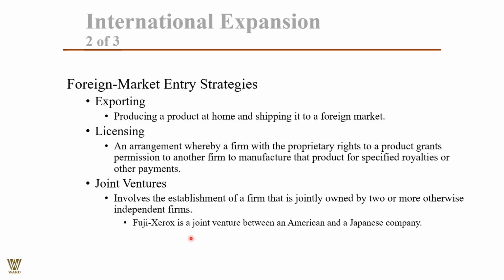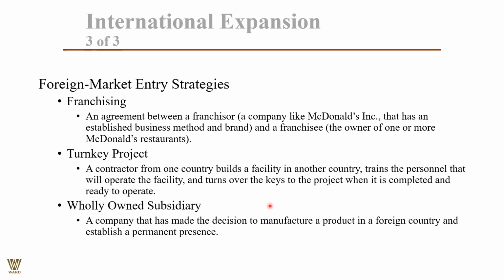They both join hands to form another firm called Firm C. Now, this is a joint venture that is jointly owned by two or more otherwise independent firms. An example is Fuji Xerox, a joint venture between an American company and a Japanese company. Fuji is the Japanese company, and Xerox is the American company.